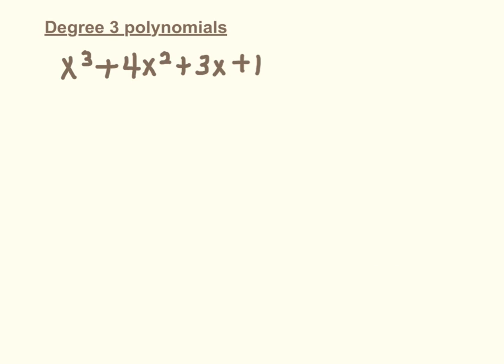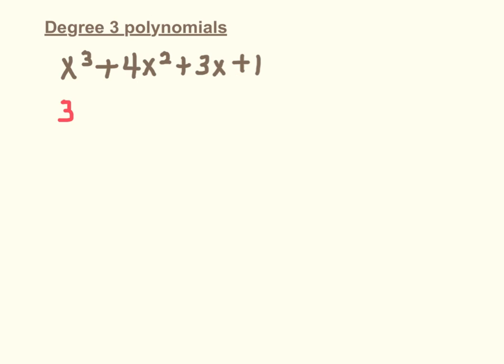A degree 3 polynomial has an exponent of 3, and you've done a little bit of factoring with degree 3 polynomials when we've done factoring by grouping in an earlier chapter. Now I want to focus on simply finding the zeros of a degree 3 polynomial. A degree 3 polynomial will have 3 zeros. Because the highest exponent is a 3, it will have 3 zeros every time.